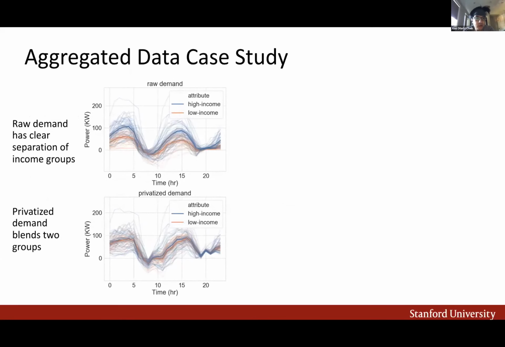So here I show two plots. The upper panel shows the raw demand, where the blue curve shows the high income homes and the red curve shows the low income homes. Before privatization, the raw data traces clearly separate high income from low income. But after privatization, the two categories of homes smear together, and it becomes harder to distinguish which trajectory comes from a high or low income home.